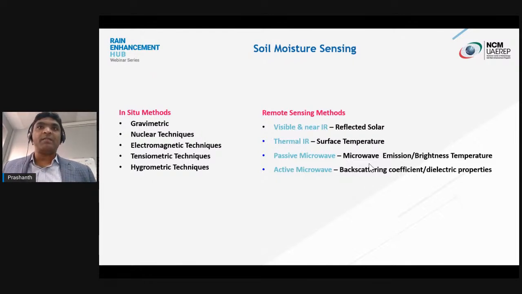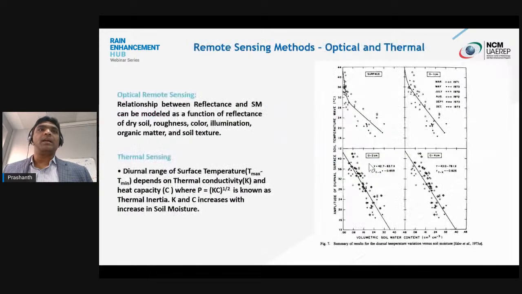In the passive microwave, we look at the microwave emission of the surface, or the brightness temperature, that is measured at the sensor. In the active microwave or radar, we use the backscattering coefficient or the dielectric properties to infer soil moisture from these measurements.